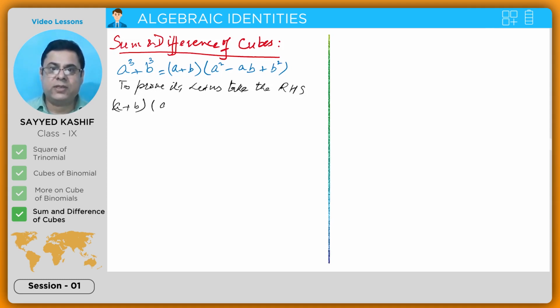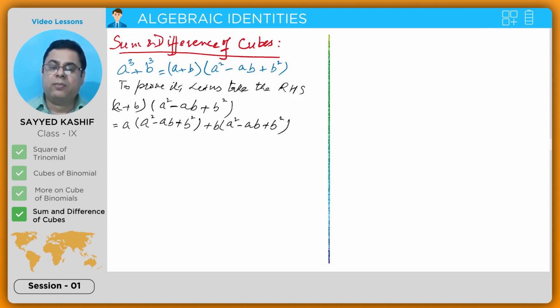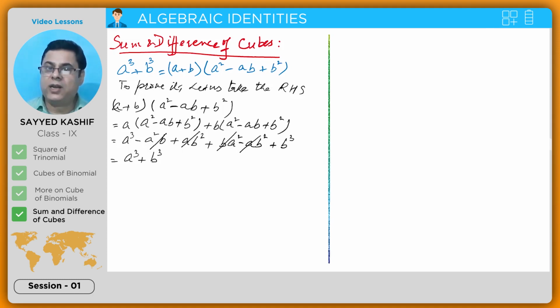Both the terms in the first braces, a and b, are multiplied separately by all the terms in the second braces. So we get a into (a square minus ab plus b square) plus b into (a square minus ab plus b square). We get a cube minus a square b plus ab square plus ba square minus ab square plus b cube. As you can see, the terms that have different signs but are the same cancel out each other, and we are left with a cube plus b cube.